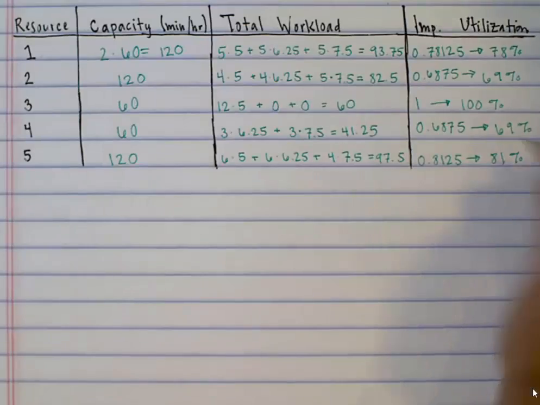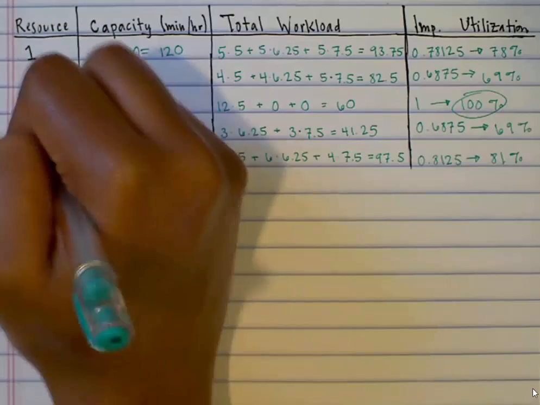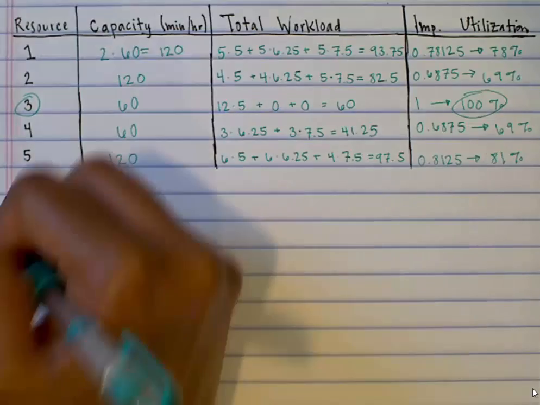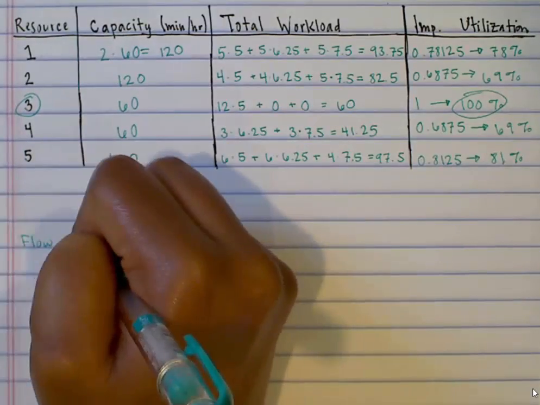Then the highest implied utilization is 100% at resource 3, so resource 3 is our bottleneck. Finally, to determine the flow rate for each unit, note that the highest utilization is less than or equal to 100%, so this process is demand constrained. This means that the flow rate is determined by demand.